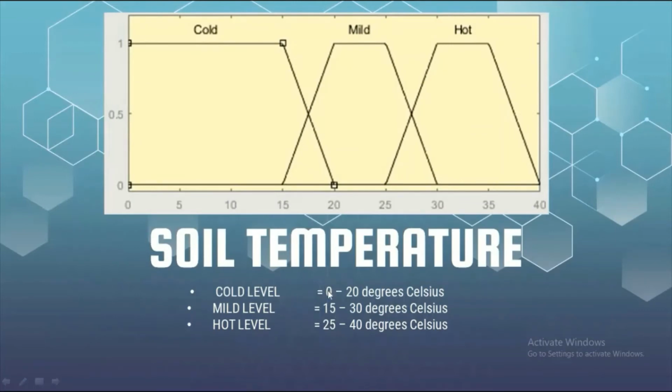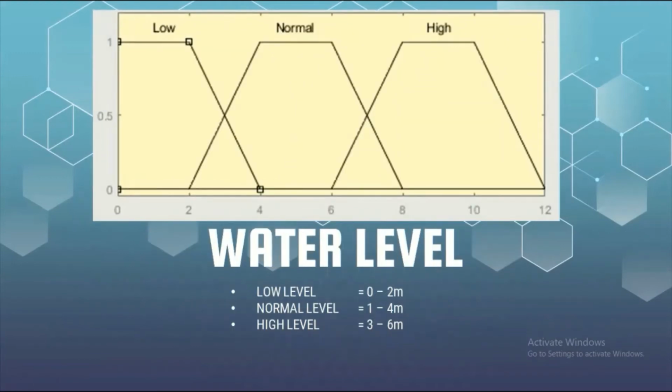We have the cold level from 0 to 20 degrees Celsius, mild level from 15 to 30 degrees Celsius, and then lastly, the hot level from 25 to 40 degrees Celsius. And then, for water level, we have three membership functions. First is the low level from 0 to 2 meters, normal level from 1 to 4 meters, and high level from 3 to 6 meters.